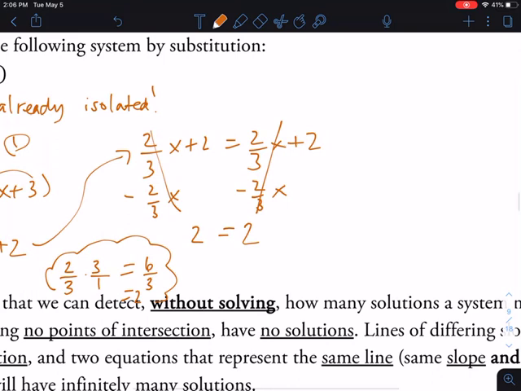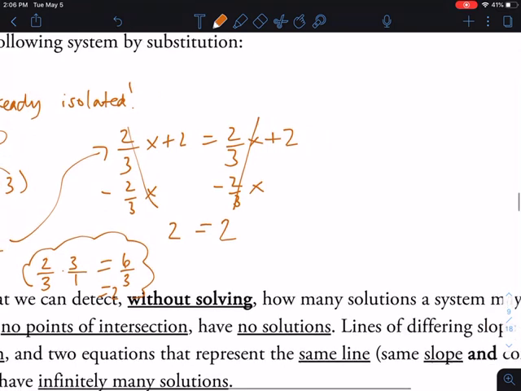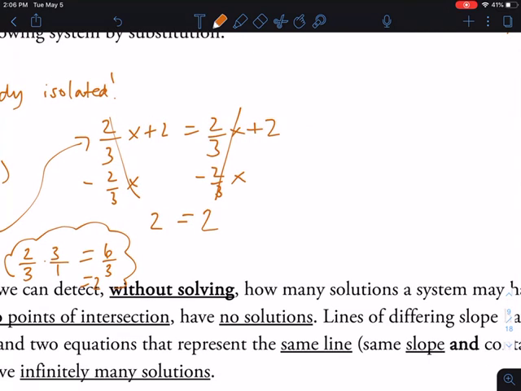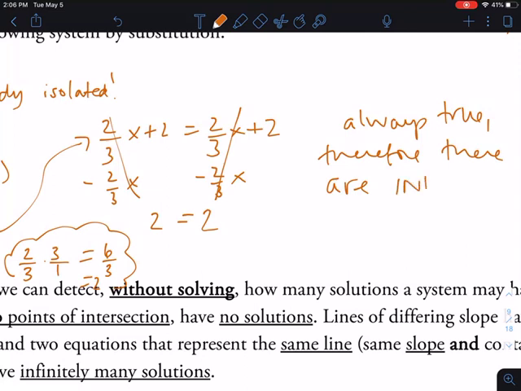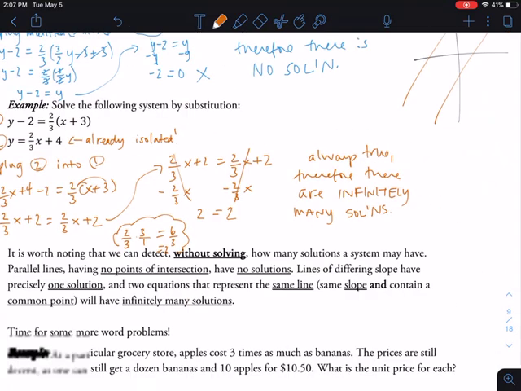Now, that is always true, right? Like 2 is equal to 2. That is a fact. So we're going to say this is always true. And that means that there are what we call infinitely many solutions, okay? And I will show you the reason for this strange terminology over here on the side.